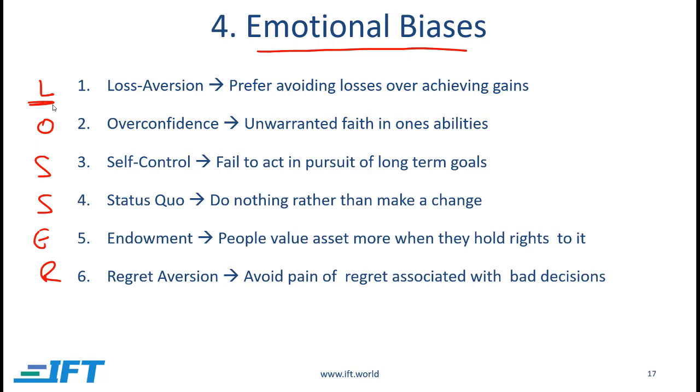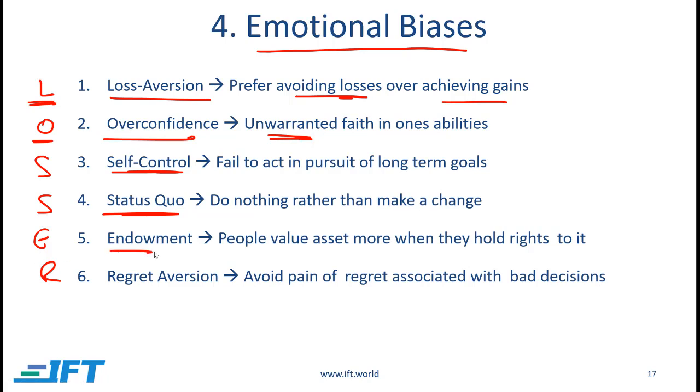L is for loss aversion, whereby people might prefer avoiding losses over achieving gains. Then we have O for overconfidence, which is an unwarranted faith in one's abilities. The first S is for self-control, where we might fail to act in pursuit of long-term goals. So this actually is a lack of self-control. Then we have a status quo bias, where we might do nothing rather than make a change, even though making a change is what should be done.